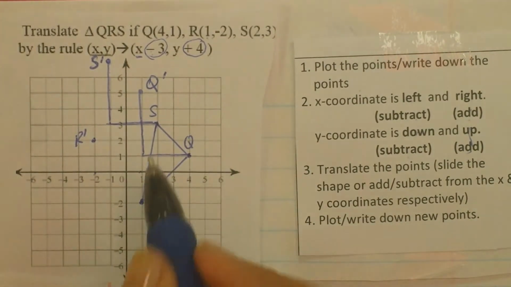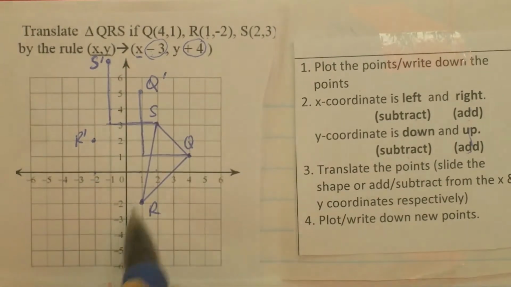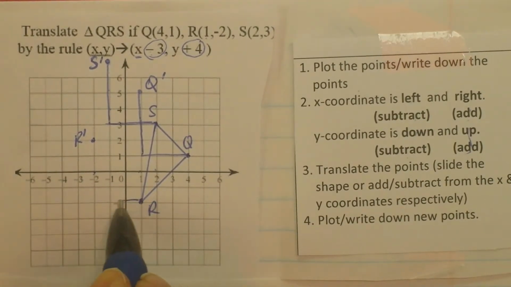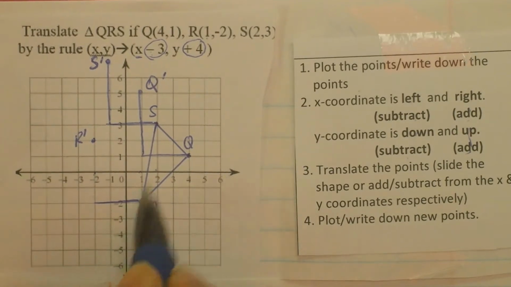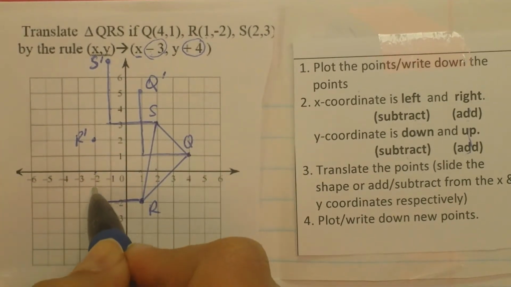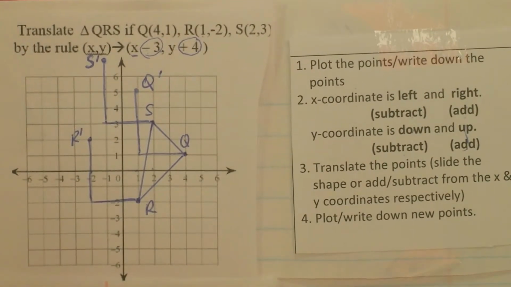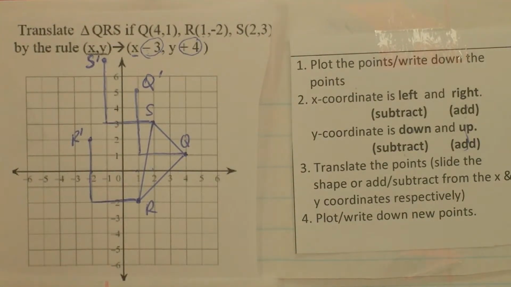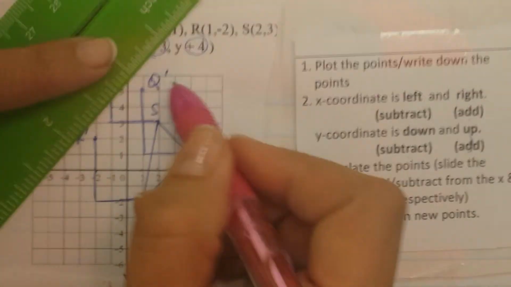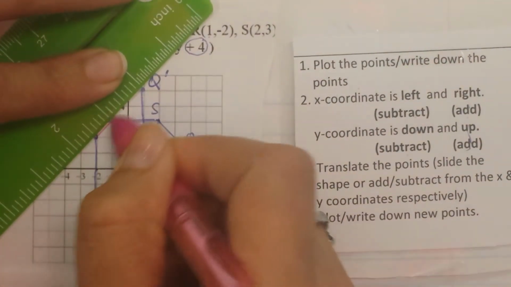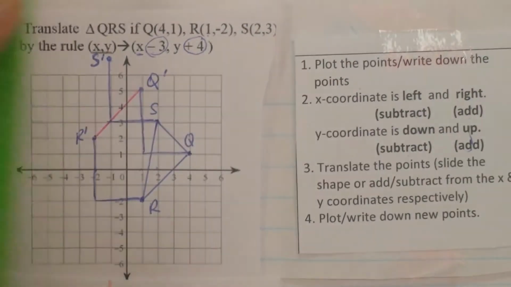And I can check it again, because again, I'm going to slide each point 3 to the left, which is negative, and then up 4. And look, it's the exact same point. So you could do this using just adding and subtracting basically, or you could actually physically do it. I'm showing you both ways because you need to know both ways, and then just pick the one that you want.